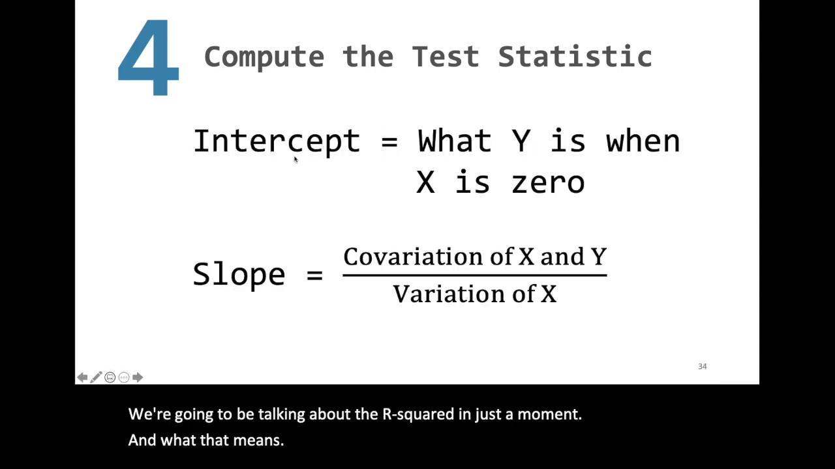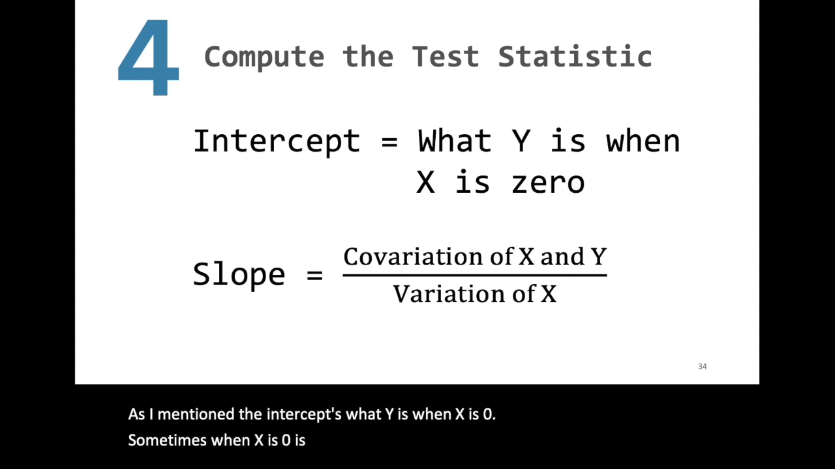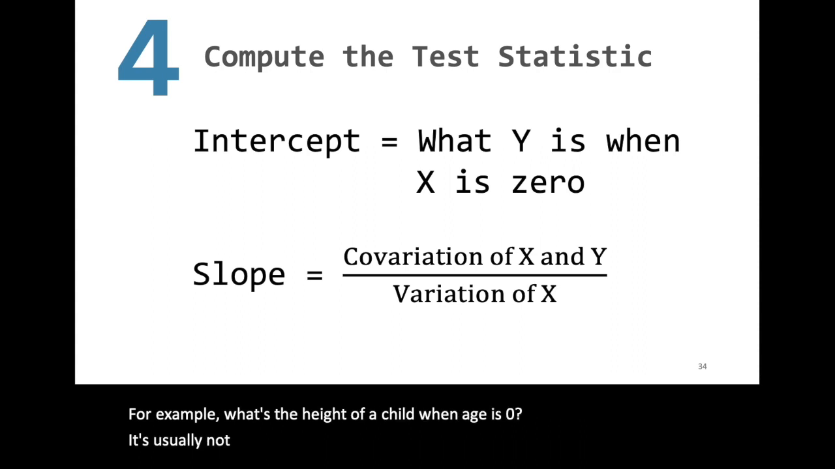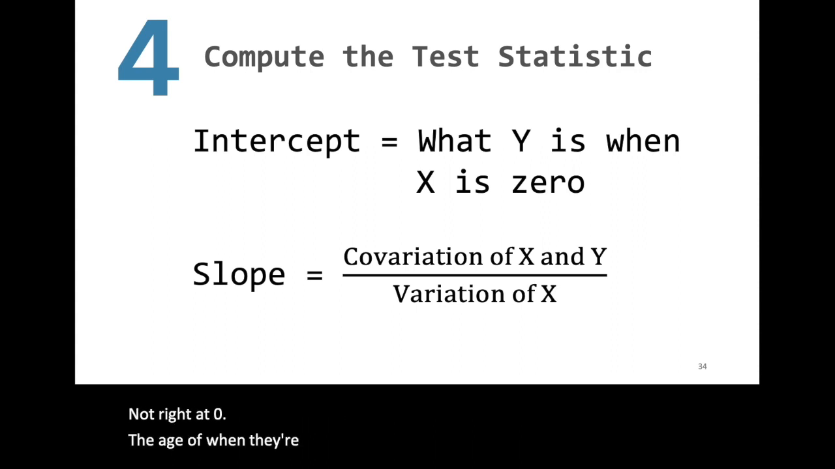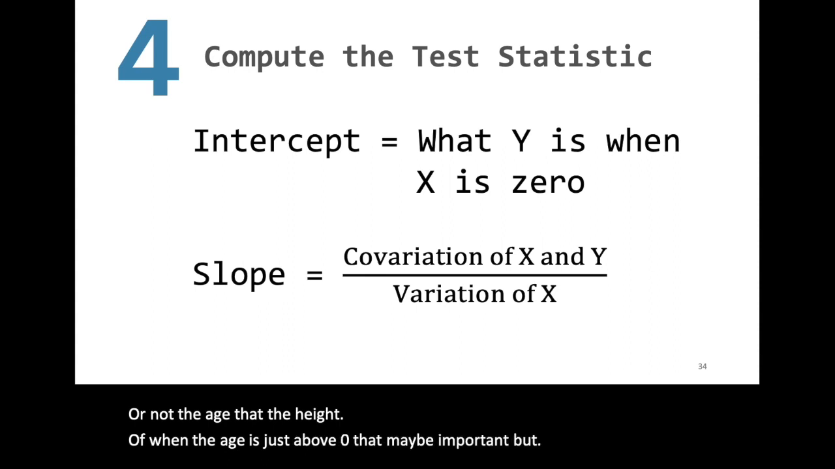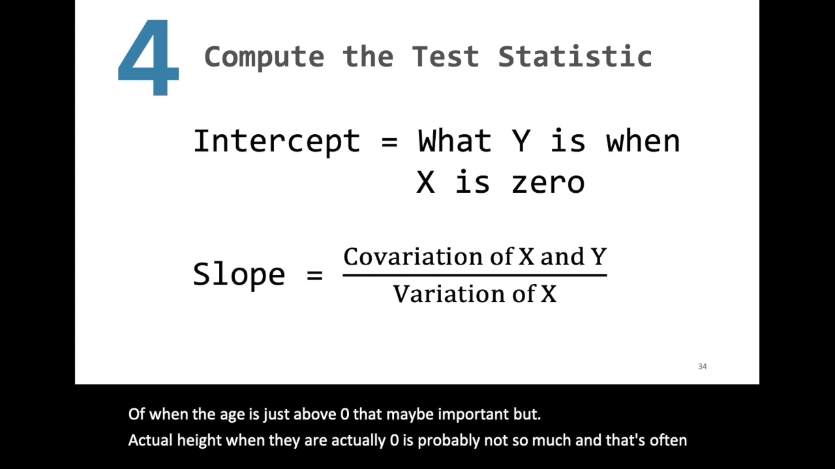As I mentioned, the intercept is what y is when x is 0. Sometimes when x is 0 is a meaningful value, sometimes it's not. For example, what's the height of a child when age is 0? It's usually not very important, not right at 0. The height of when the age is just above 0 may be important, but the actual height when they are actually 0 is probably not so much. And that's often the case in a lot of situations.